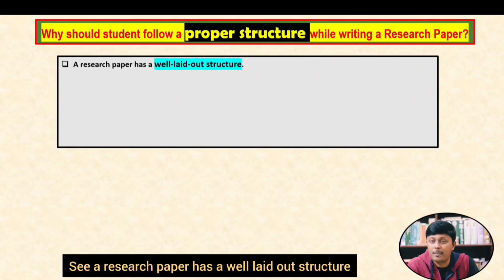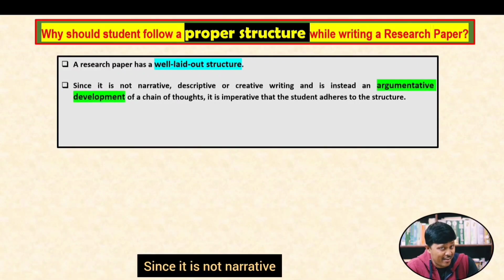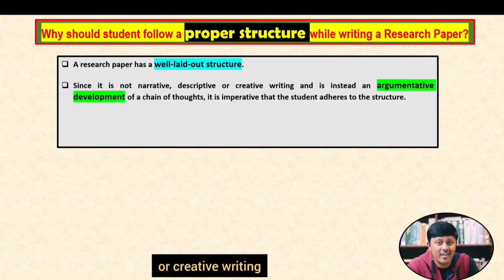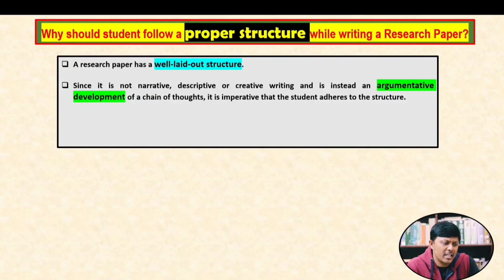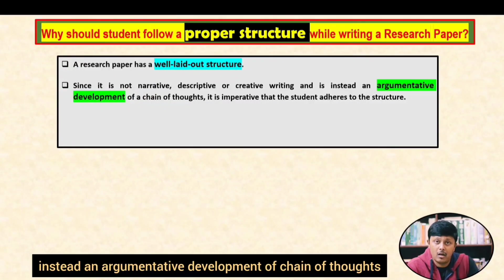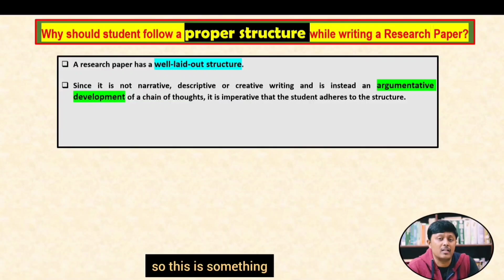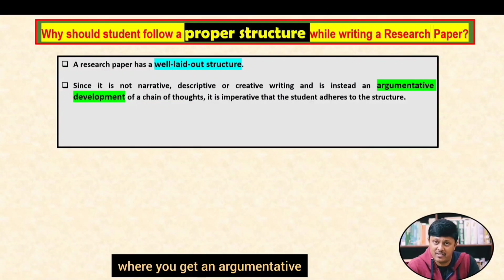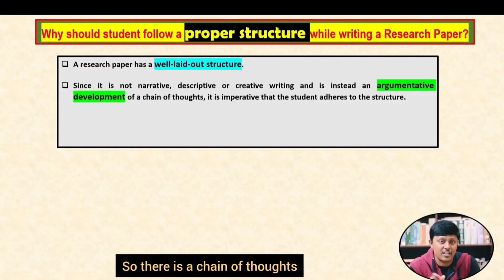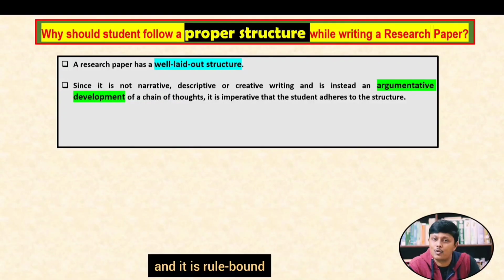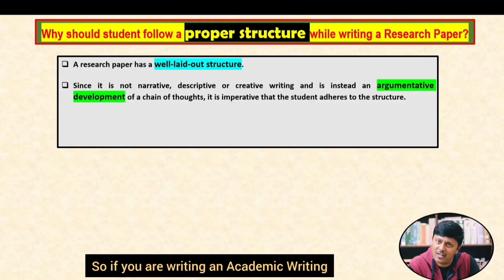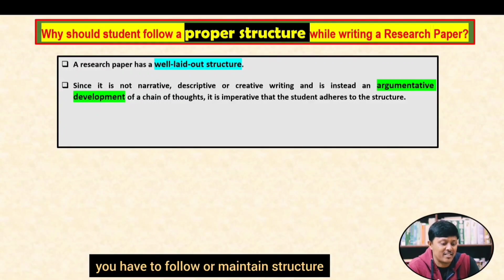See, a research paper has a well laid out structure. Since it is not narrative, descriptive or creative writing, and we have already said this in the earlier videos, it is instead an argumentative development of a chain of thoughts. So this is something where you get an argumentative development. So there is a chain of thoughts. It is imperative that the student adheres to the structure. So structure is systematic and it is rule bound. So if you are doing academic writing, you have to follow or maintain structure.